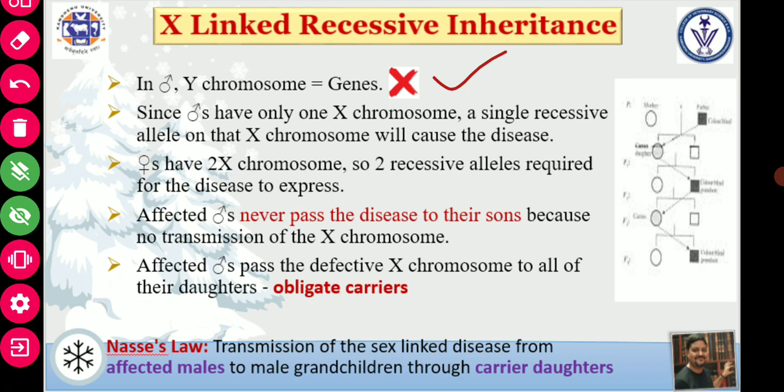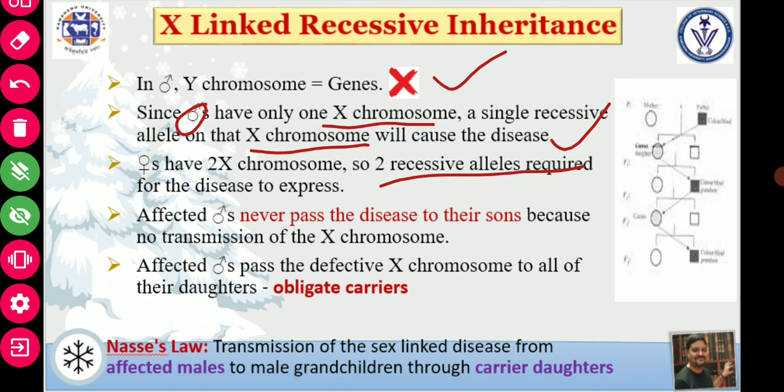And since males have only one X chromosome, a single recessive allele on that X chromosome will cause the disease. So it is talking about male, not about female. So we know that males having only one X chromosome and even a single gene present on that X chromosome, even in recessive condition, it will express the disease that we have already discussed. Now females have two X chromosomes, so two recessive alleles are required. So obviously these females will be less affected in comparison to males.